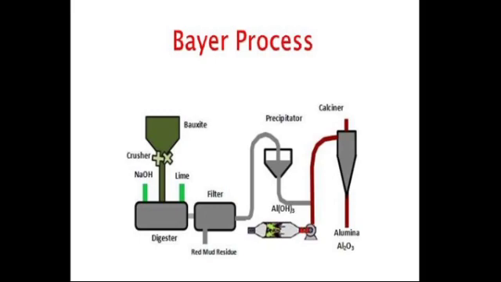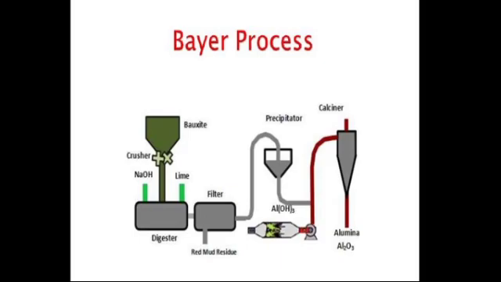What is a precipitator? An apparatus for causing precipitation, especially a device for removing dust from a gas. Then what is a calciner? A calciner is a steel cylinder that rotates inside a heated furnace and performs high temperature processing within a controlled atmosphere. So finally we get alumina.